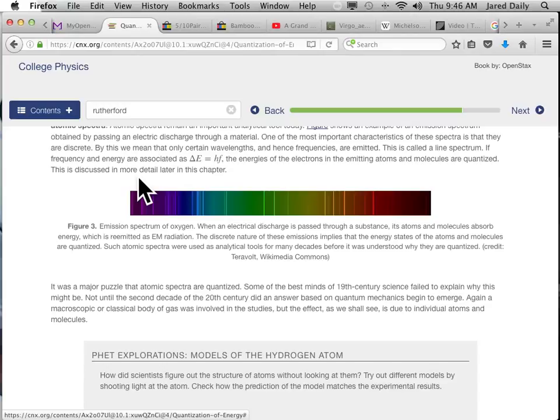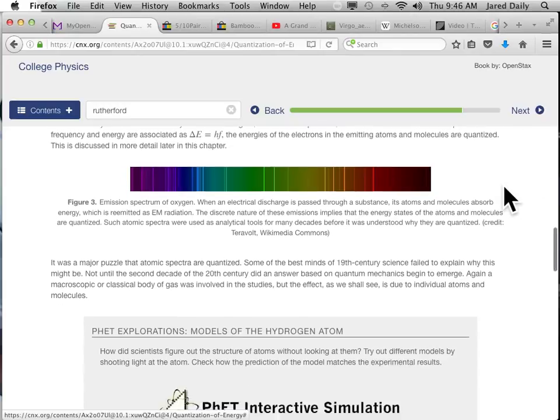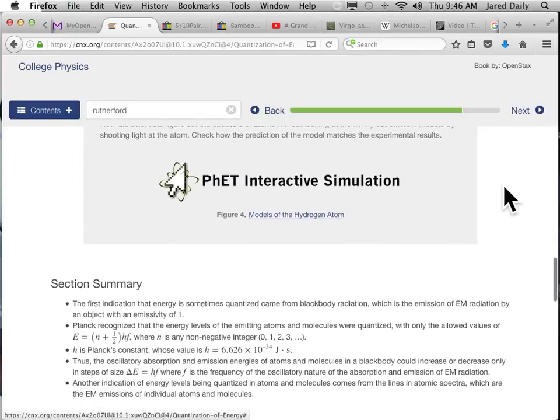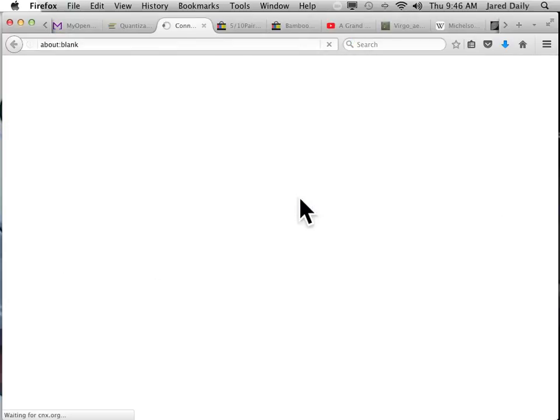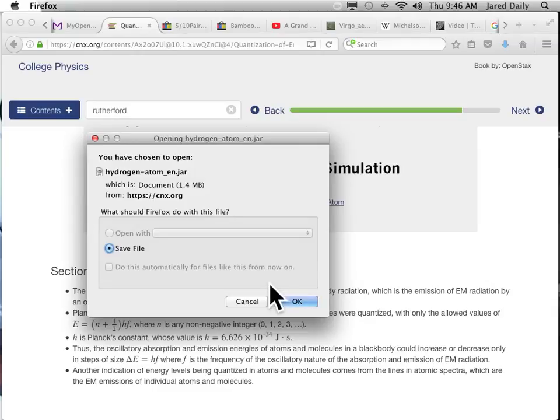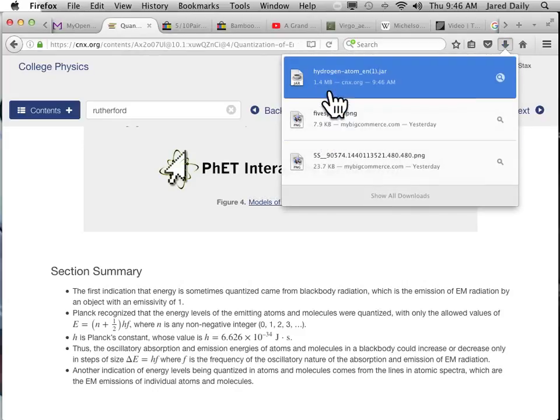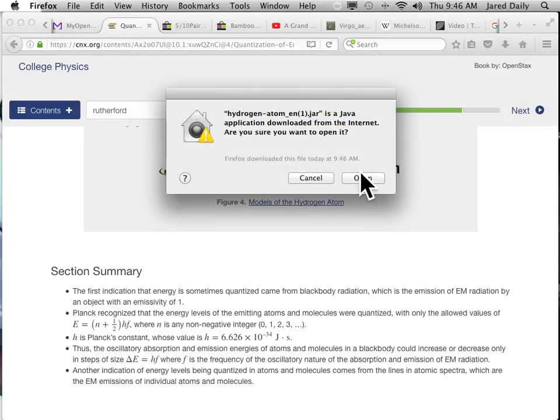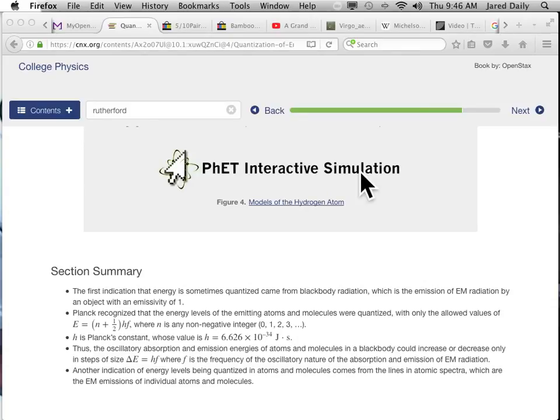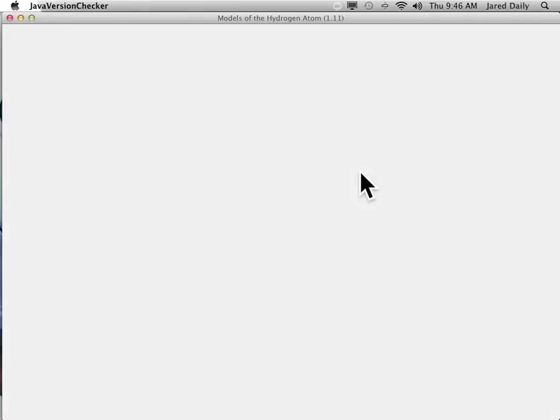And so they started to come up with a new model for how the hydrogen atom worked. Let's see if we can see this one here. See if this one pops up for us. Maybe not. Doesn't always work. Here it is. See if we can get it to open. That's the real trick.